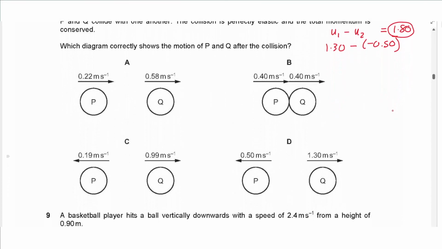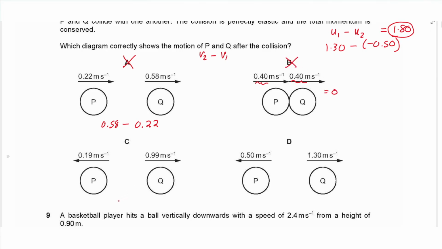So we have here the choices. We calculate V2 minus V1 to get the separation. So here we calculate 0.58 minus 0.22. That will not give an answer of 1.80. Here there is no separation because they have the same velocity. So the separation is 0, so it's not B.